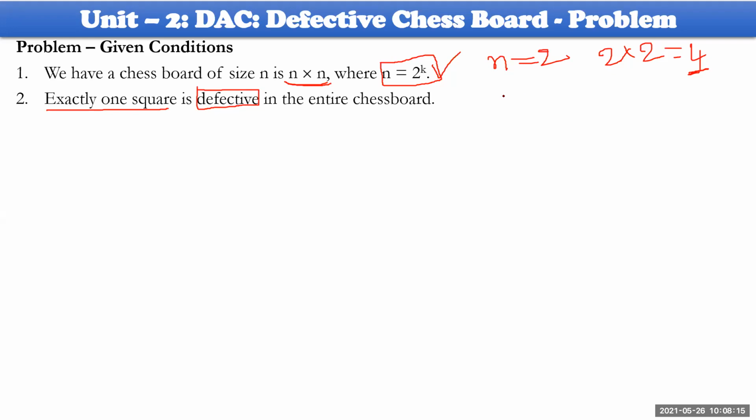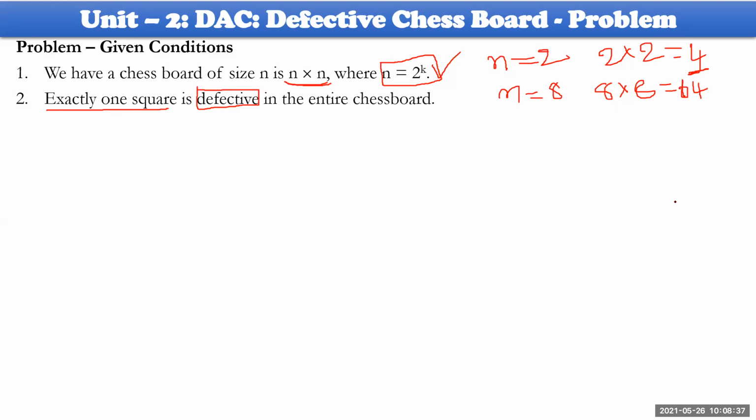If you take n equal to 8, obviously you could consider 8 into 8, so probably this would be 64. Out of this 64, only one tile will be defective. Any number of tiles can be there within the chessboard, that doesn't matter. Only one tile will be defective.